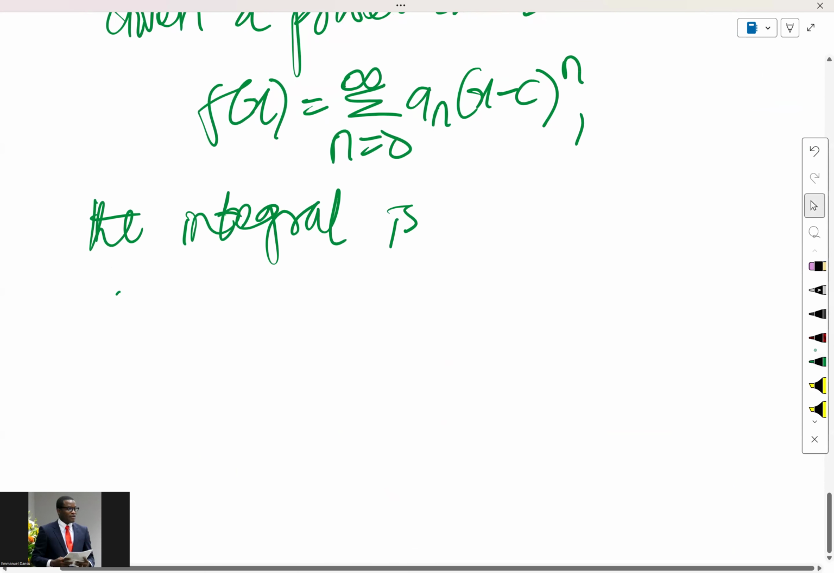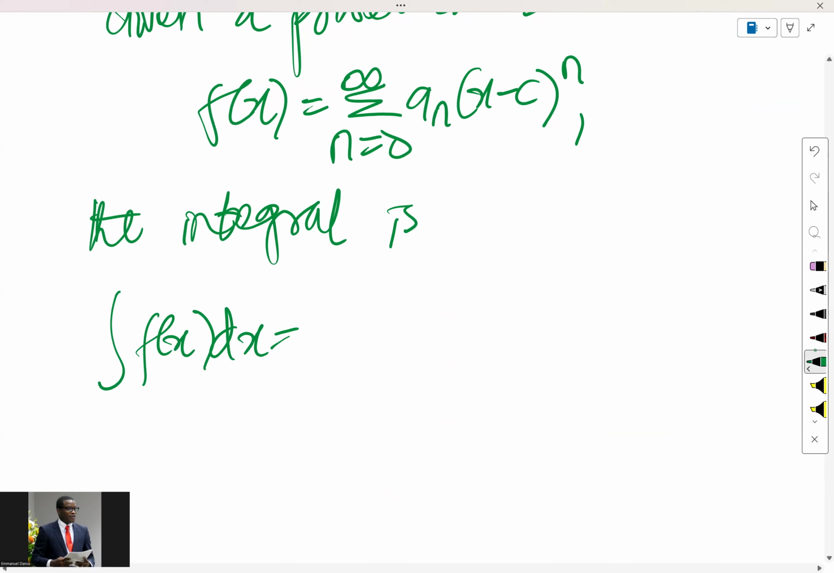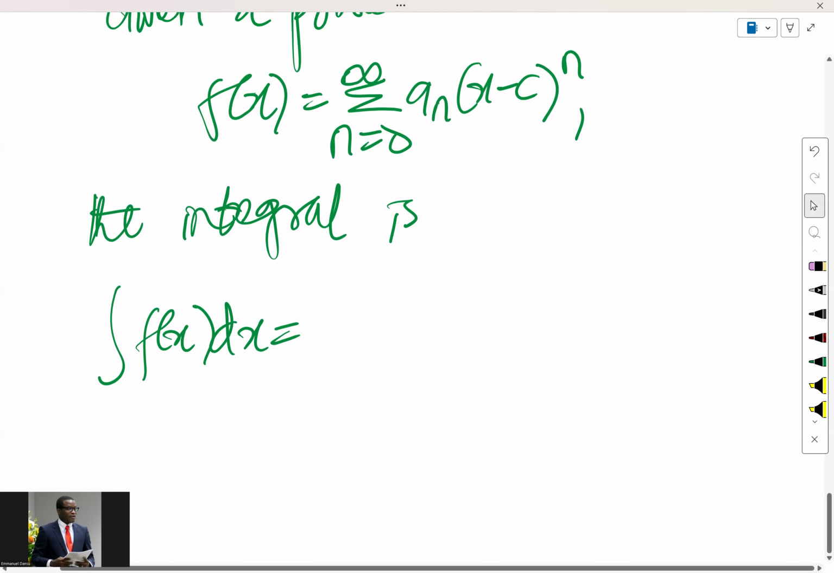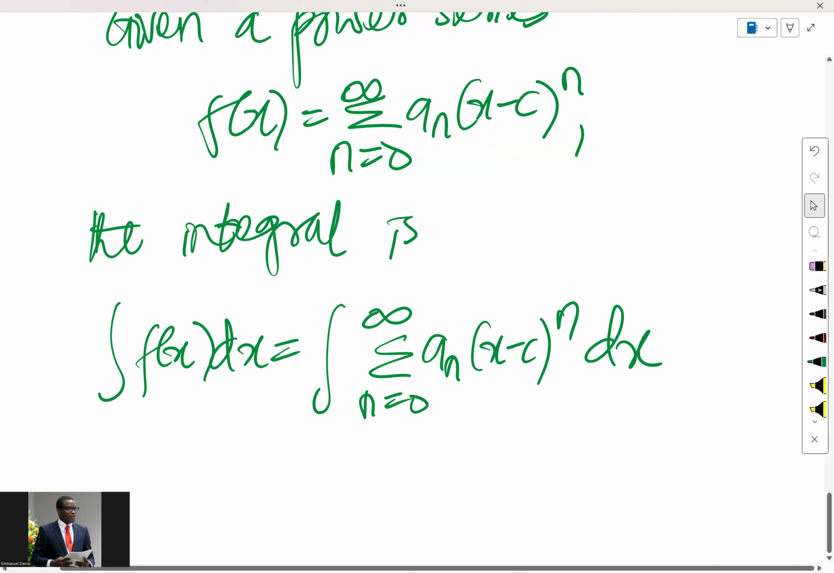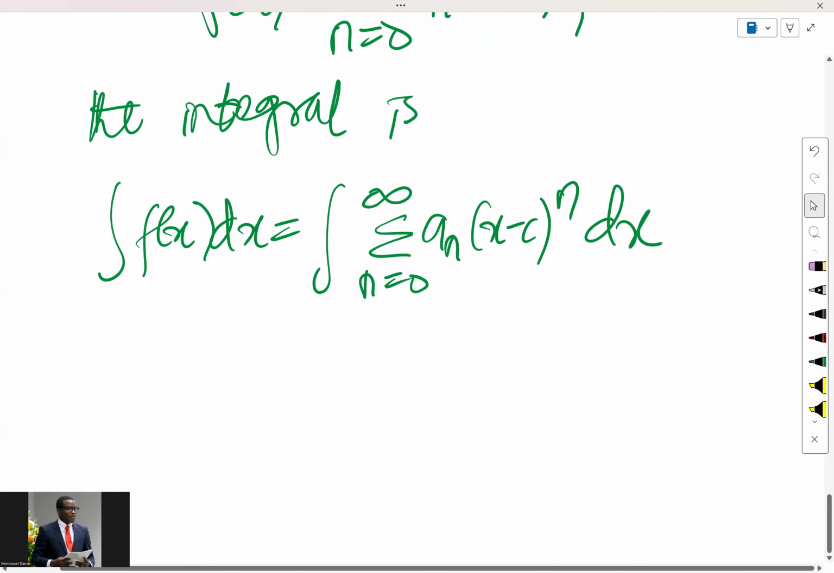The integral of f of x dx is basically you integrating all this with respect to x. So you have the integral of the summation from n equals 0 to infinity of a_n (x minus c) raised to the power n dx. Okay. And once that happens, see what's going to happen. You have the summation from n equals 0 to infinity of the normal a_n that is there now.